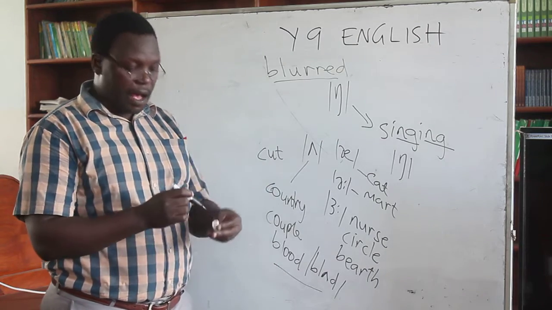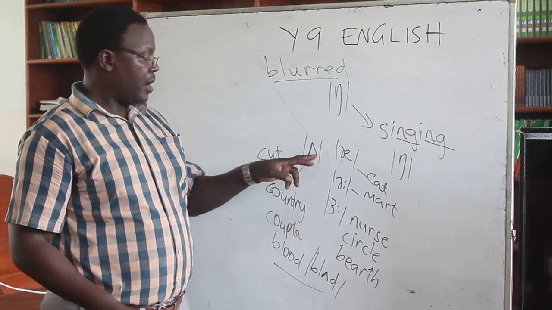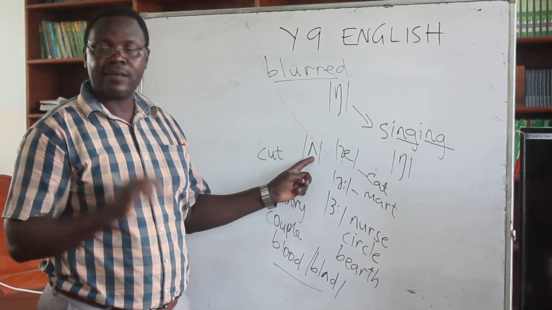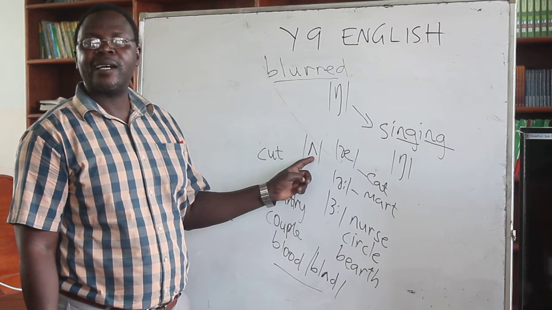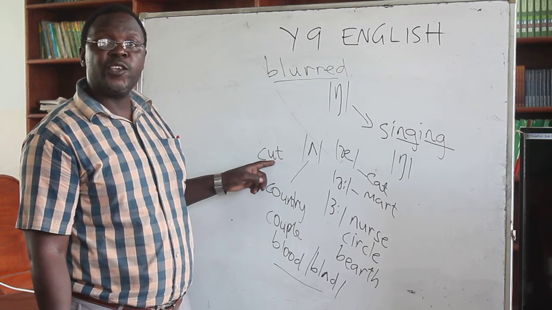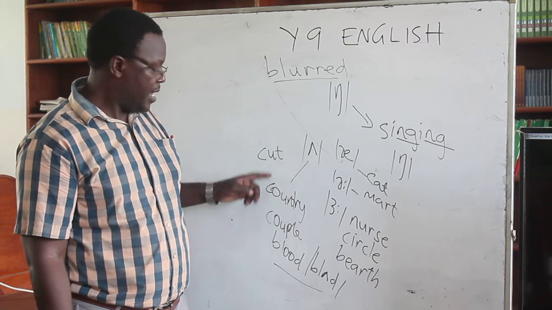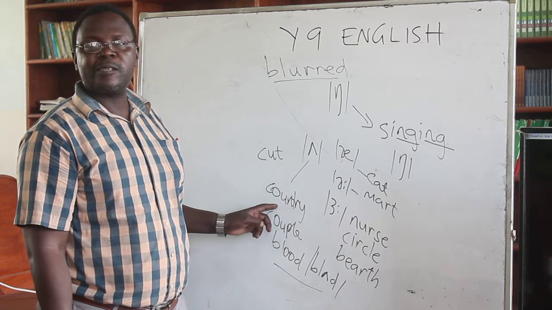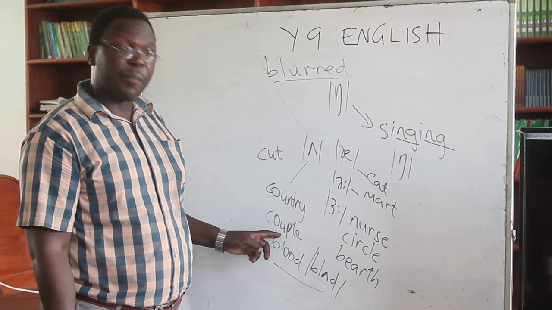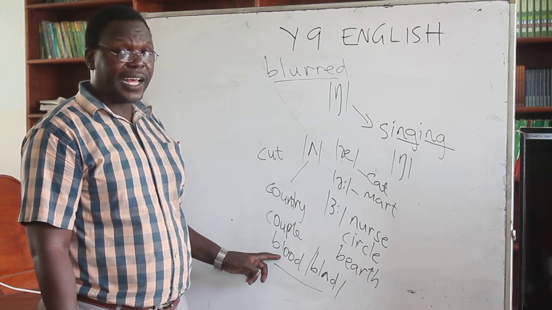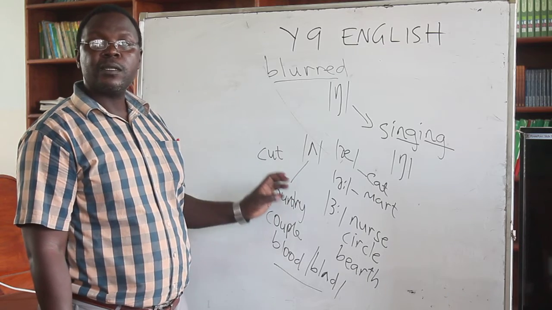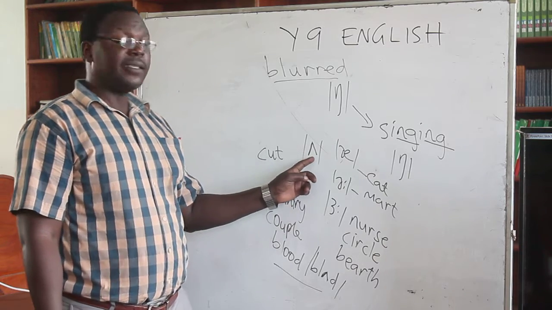So we can have an appearance of that vowel sound A in different digraphs or different letters. Like this is letter U, but the word is pronounced as cat. This is letter OU, the word is pronounced as country. This is letter OU, the word is pronounced as couple, having that sound A. This is blood, the letters OO take the sound A.